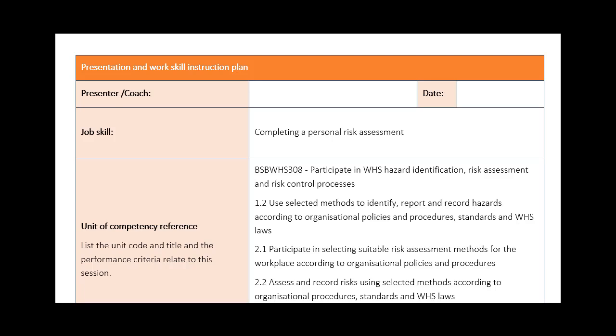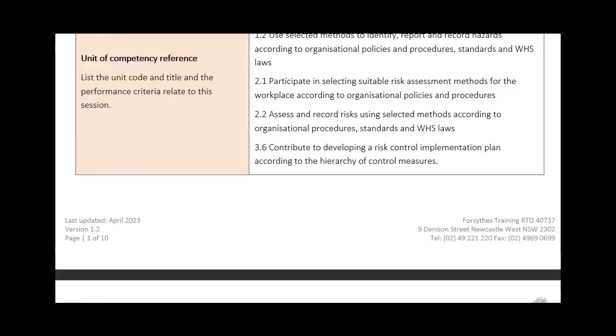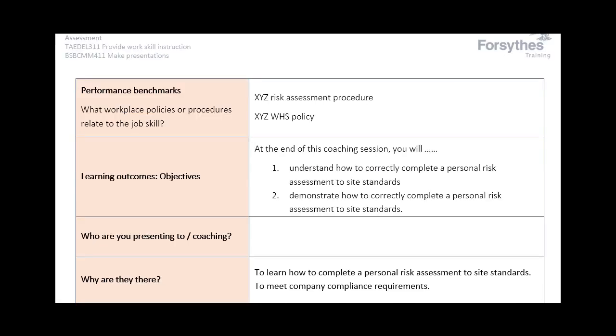Either way, your training as we move through these units will help you to get familiar with that website. All right, moving into the document a little bit further, you're then required to link what performance benchmarks relate to this particular work skill instruction. So what is the company's risk assessment procedure? What policies? Are there any other procedures that relate to this particular training work skill instruction that you're providing?